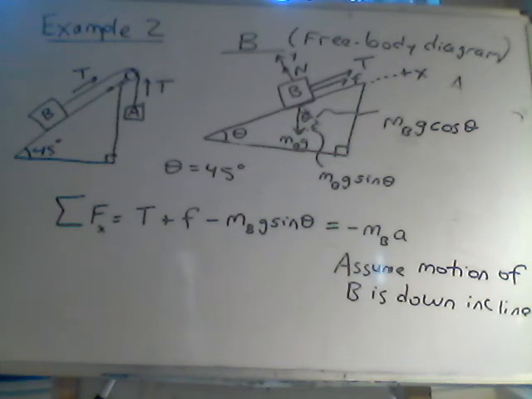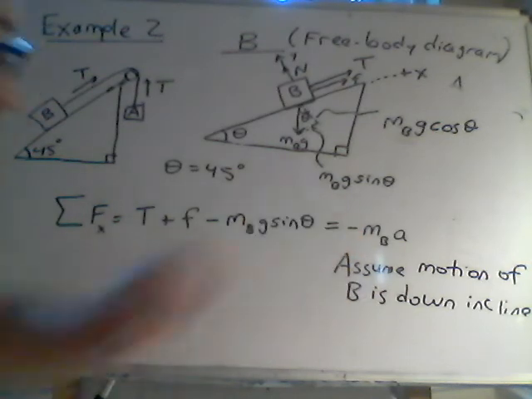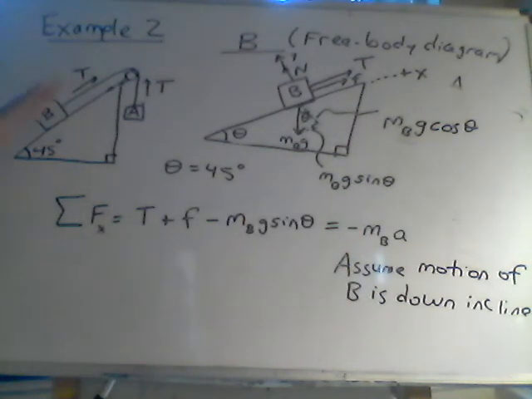I can't just say, oh, I'll just assume positive and let the system work itself out. Now I have to coordinate between B and A. So now I'm going to make the assumption that everything is going up. So B is going down the incline, which means A is going to have to move up. They're both tied together. All right. And so that's why it's important for me to say this.